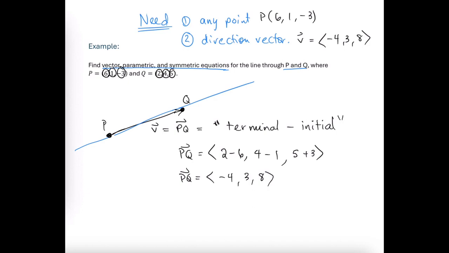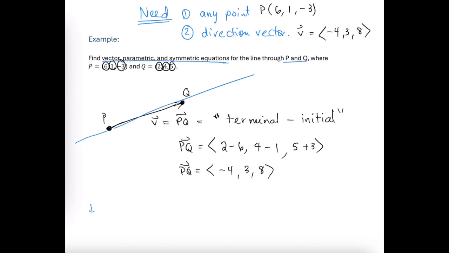So now we have our direction vector that we're going to use along with our point P. Now, the first thing that we want to do is go through the vector function version. From the vector function, we can then get the parametric equations, and from the parametric equations, we can get the symmetric equations. So we really do want to go in this order. That's the way that I'm going to do it in this example.